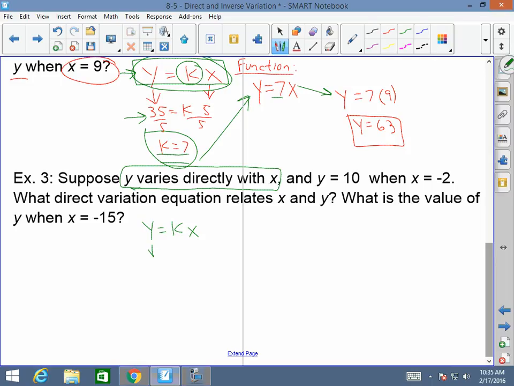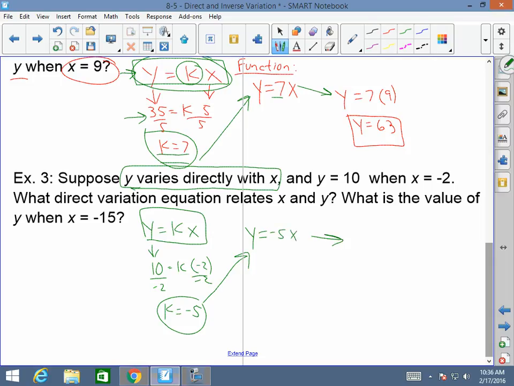Well, they're telling me that when y is 10, x is negative 2. Divide by negative 2, I just found my k, which is negative 5. Now that I found my k, plug it into the function. y equals k, which is negative 5, times x. Now that I have my function with my proper k, plug in what they gave you and solve for what they want. So y, what is y when x is negative 15? Well, I got negative 5, which is k, times negative 15. So y equals 75.